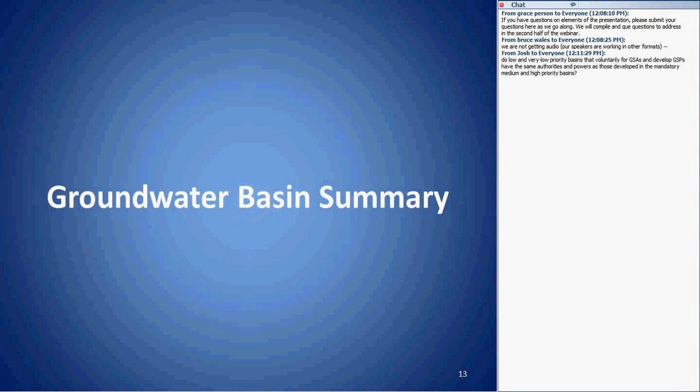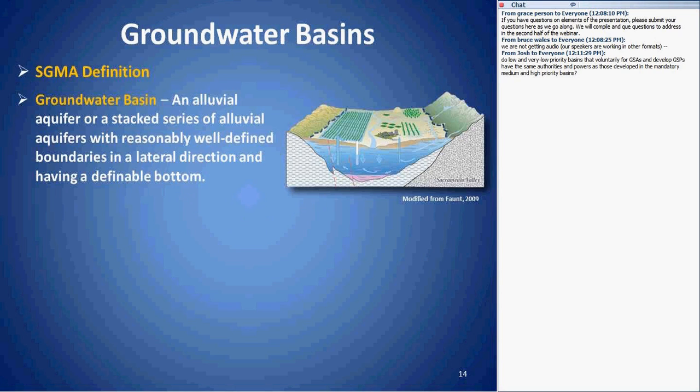So now about groundwater basin summary and how groundwater basins are defined in the state. Some of you probably know what a groundwater basin is, but I want to make sure that we all have a common understanding of what groundwater basins and subbasins are and how they're defined in the state, because that will be critical as we move forward with this process. So the sustainable groundwater management definition of a groundwater basin is an alluvial aquifer or series of alluvial aquifers with reasonably well-defined boundaries in the lateral direction and have a definable bottom.